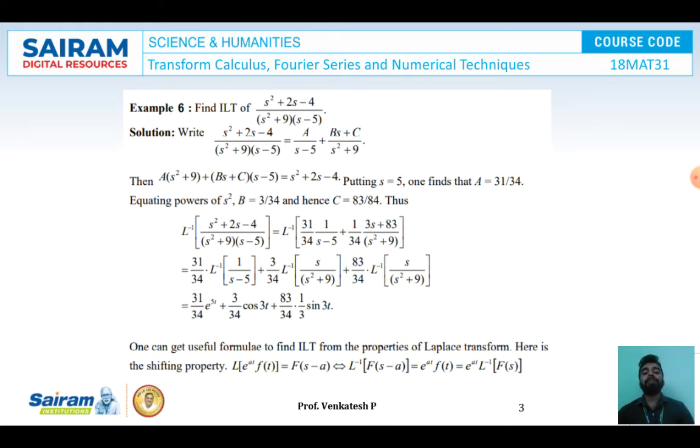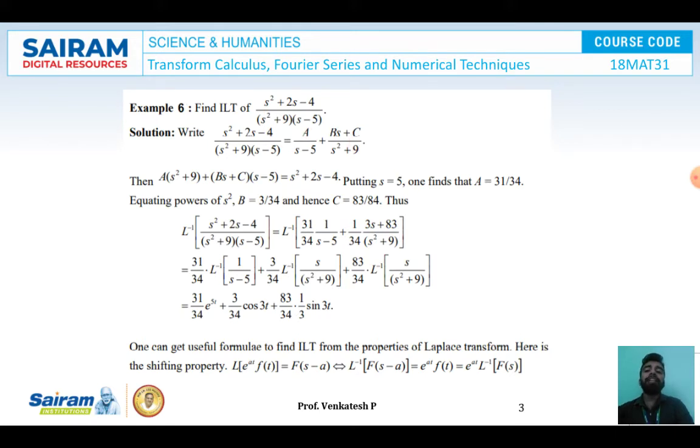Example number 6. Find the inverse Laplace transform of (s square plus 2s minus 4) divided by (s square plus 9) into (s minus 5). Same thing in this problem also. First we shall represent the given problem in terms of the partial fraction method. Consider (s square plus 2s minus 4) by (s square plus 9) into (s minus 5). This will be equal to A divided by (s minus 5) for the single term. For the square term, make the equation like this, that is (Bs plus C) divided by (s square plus 9). Now take LCM and shift this entire term to A into this equation.